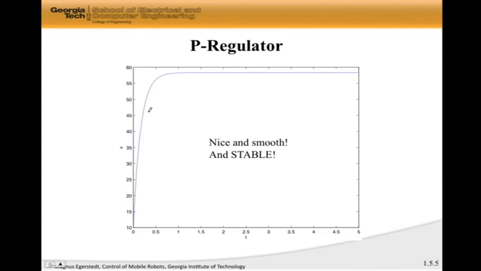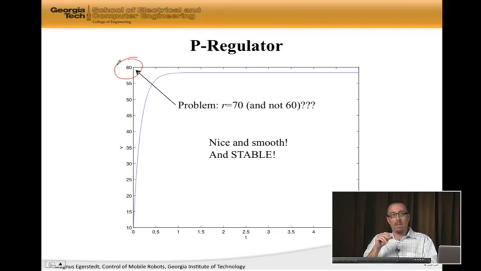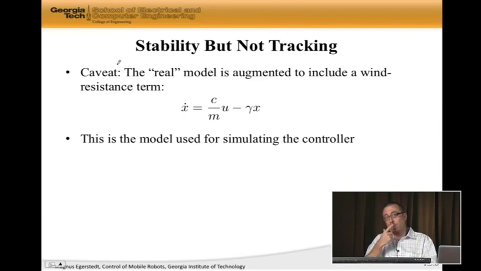Do you see what it says up here? It says 60, and I had my reference be 70. So even though we're nice and smooth, we actually did not hit the target value. The reference signal was supposed to be 70, and we got to 58 or so. So even though we're stable and smooth, we're not achieving tracking. And here is the problem.